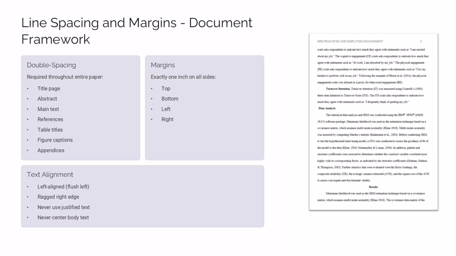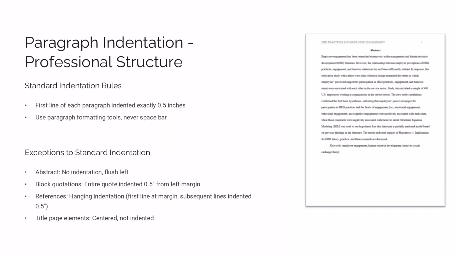Slide 5. Paragraph indentation, professional structure. Paragraph indentation is one of the most visible indicators of professional academic writing, yet it's frequently handled incorrectly by students who rely on manual spacing methods rather than proper formatting tools.